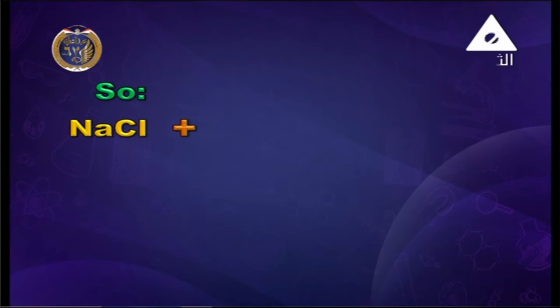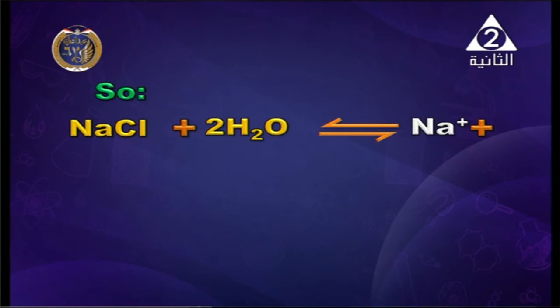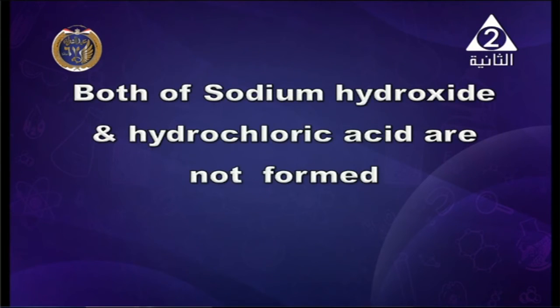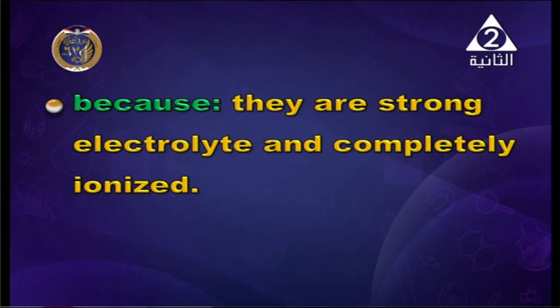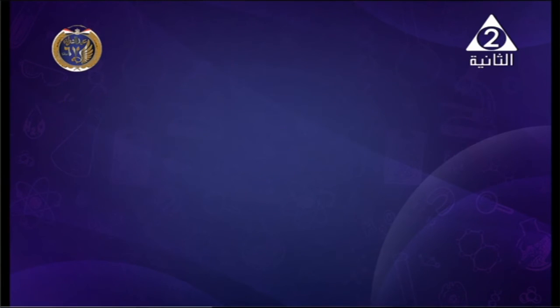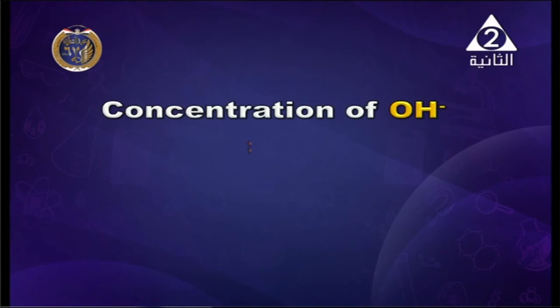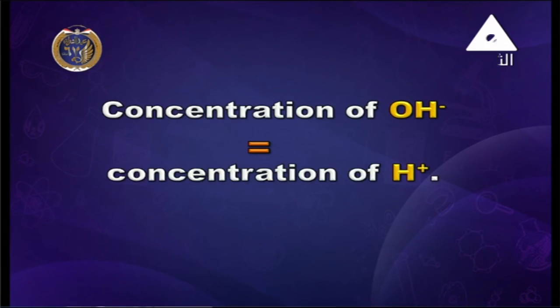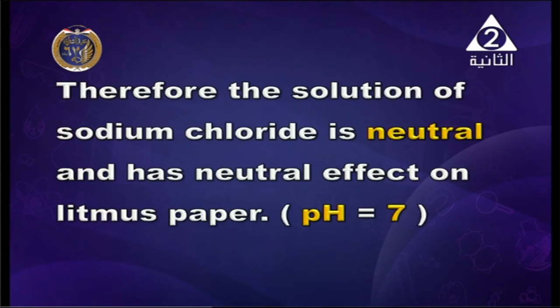So, sodium chloride that dissolves in water gives all the ions: sodium ions, hydroxide ions, hydrogen ions and chloride ions. Both sodium hydroxide and hydrochloric acid are not formed, because they are strong electrolytes and completely ionized. So, the concentration of hydroxide ion equals the concentration of hydrogen ion. Therefore, the solution is neutral and has a neutral effect on litmus paper, and pH equals 7.